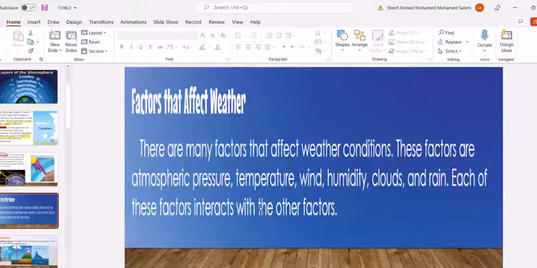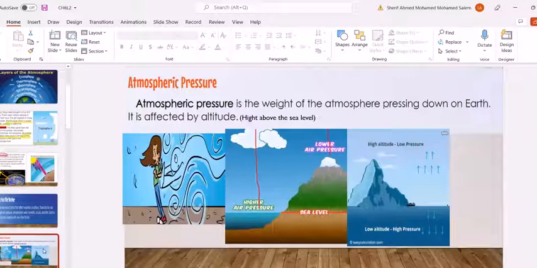Today we will study two, and tomorrow, like I said, we will study the other two, and the day after tomorrow, the last two. Today we will talk about the air pressure, or the atmospheric pressure. What is the meaning of atmospheric pressure? It is the weight of the atmosphere.